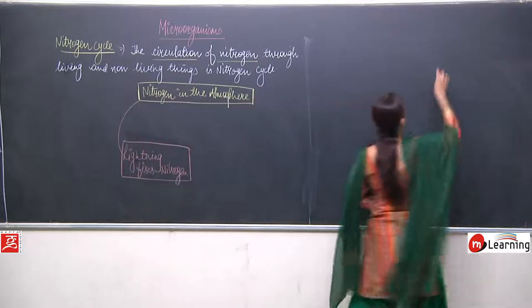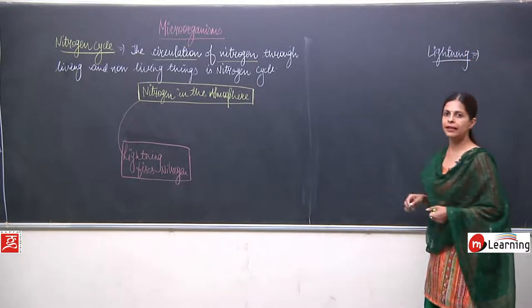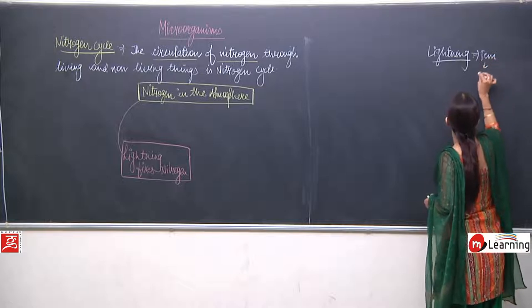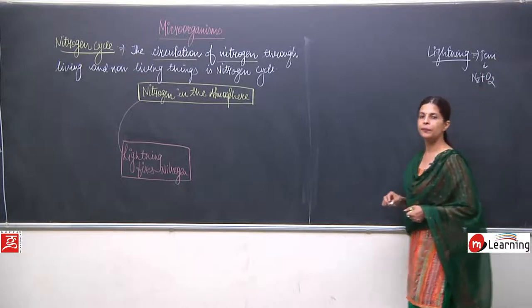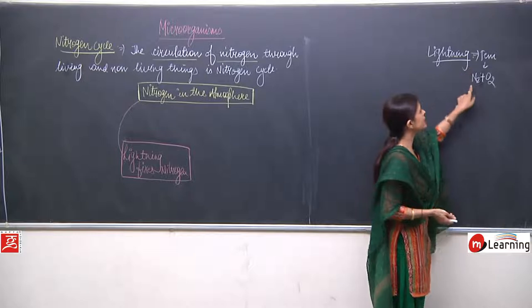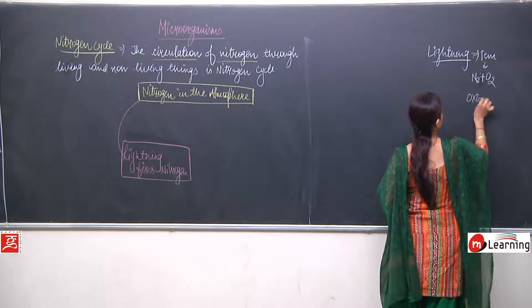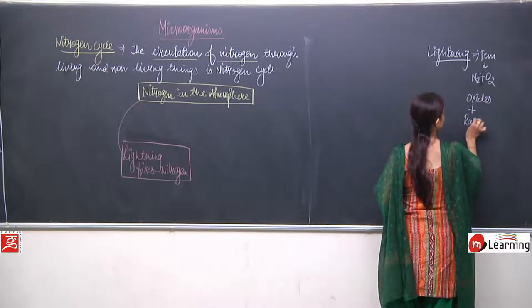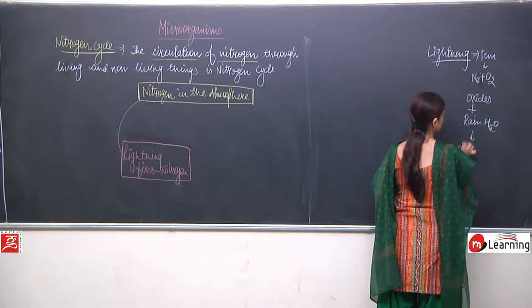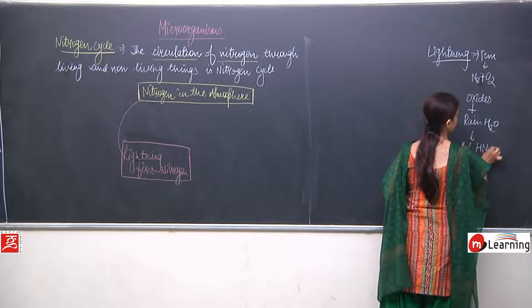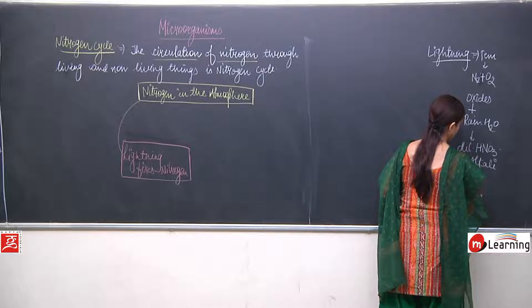At this high temperature, nitrogen combines with oxygen and oxides are formed. These oxides react with or get dissolved in rainwater, and very dilute nitric acid is formed. And when this reacts with alkali, nitrates are formed.